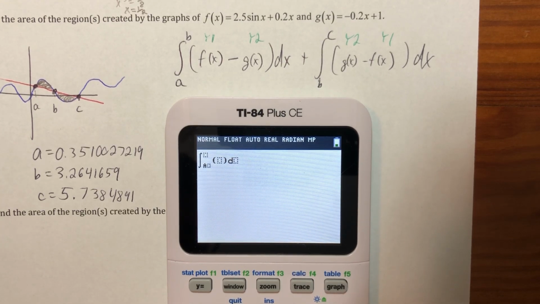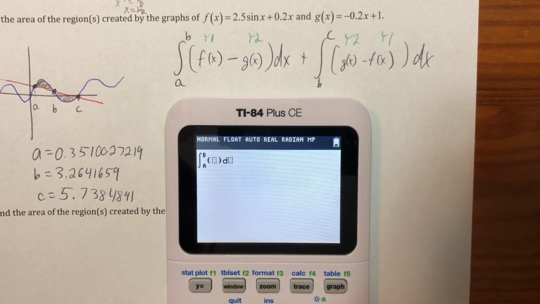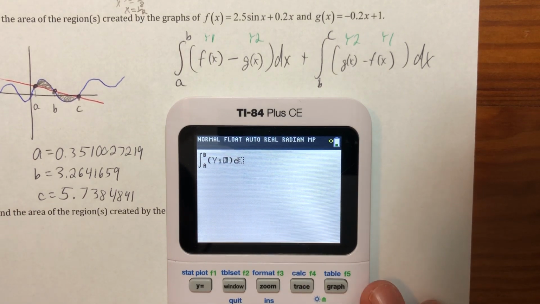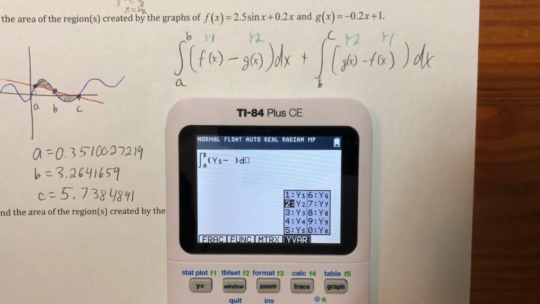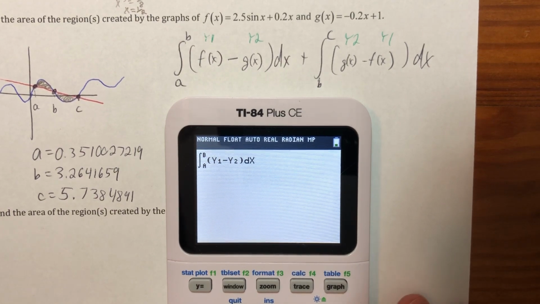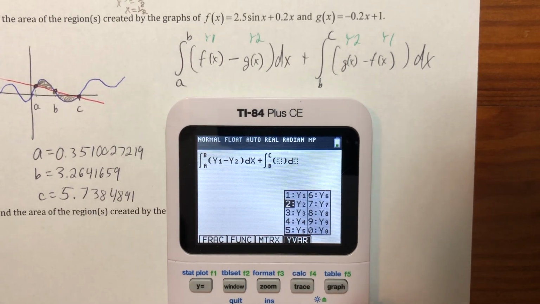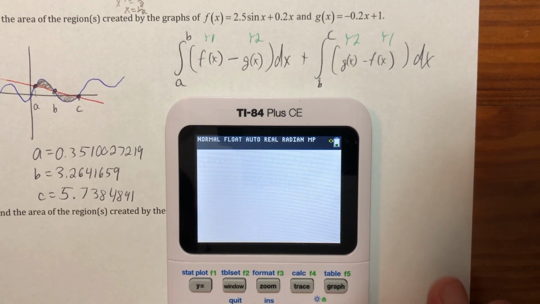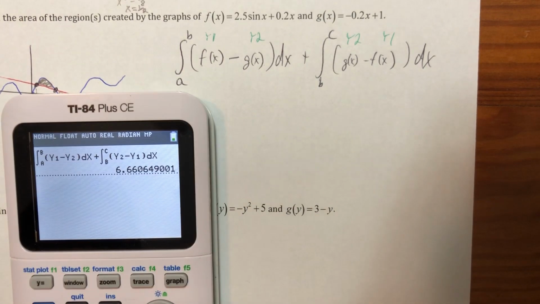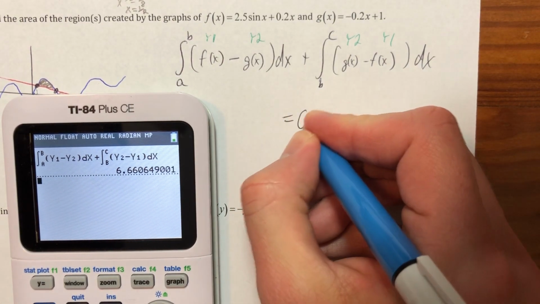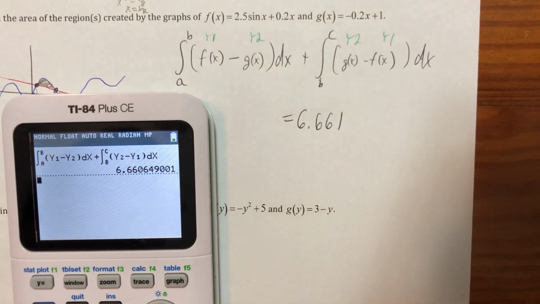It's awesome. The integral from A to B of y1 minus y2 dx plus the integral from B to C of y2 minus y1 dx. Takes it a minute. 6.661. There we go. 6.661 square units.